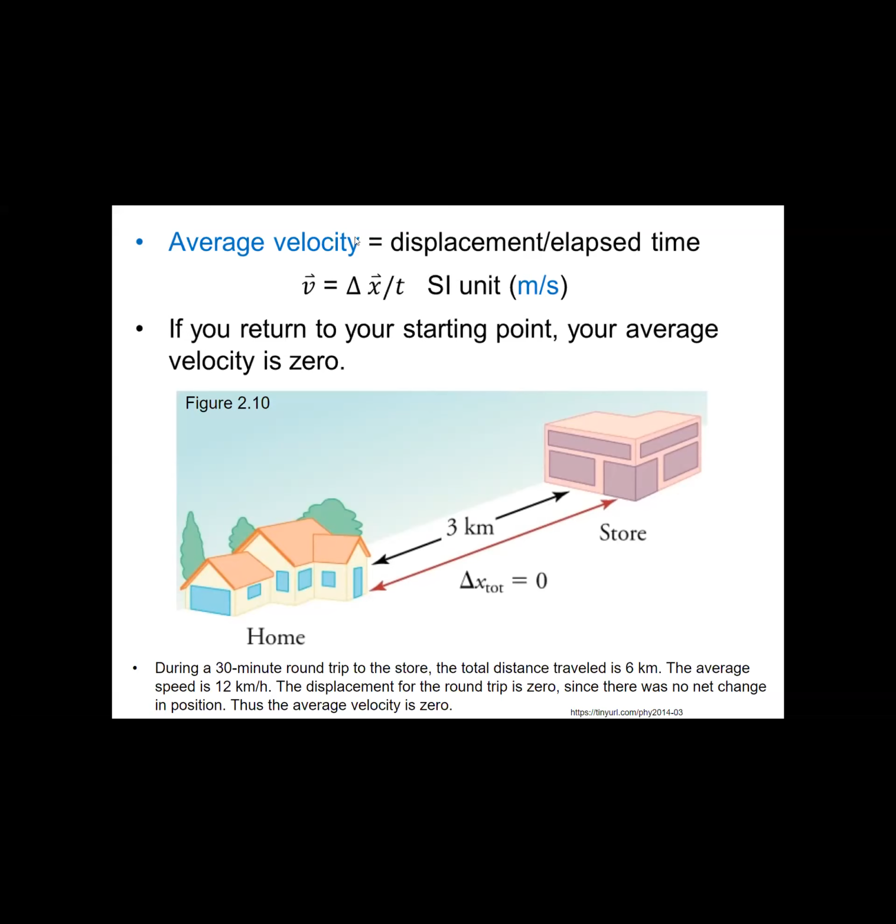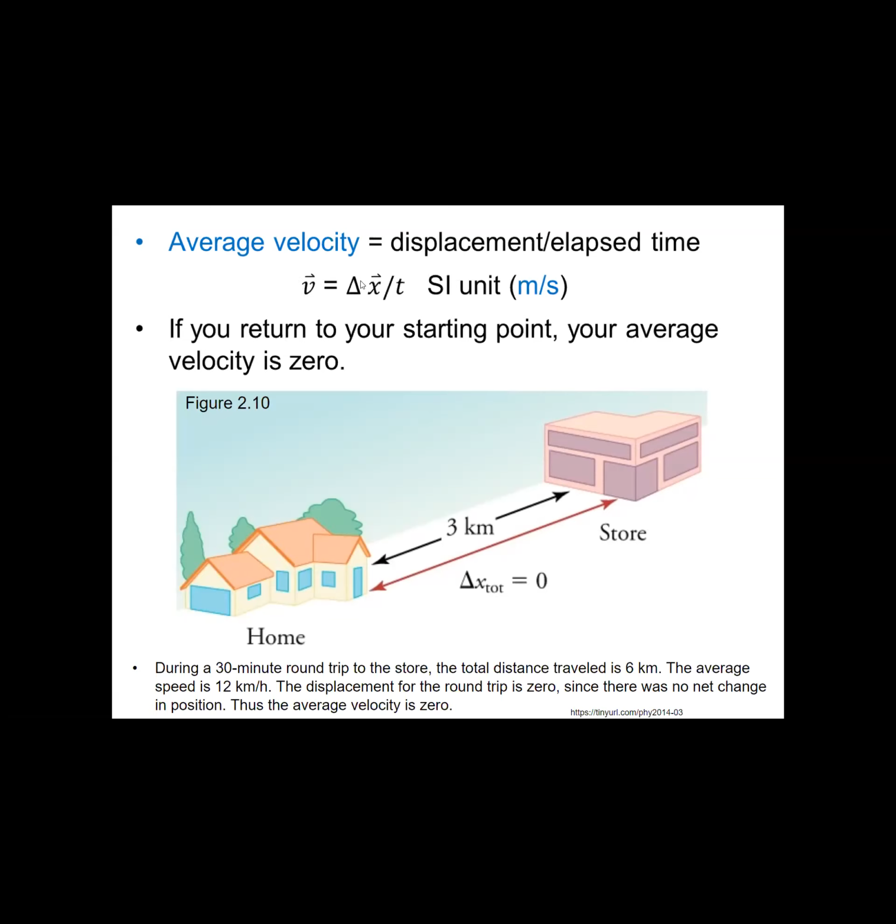Now, if you notice that I put an arrow on top of v to indicate this is a velocity quantity. So if you see an arrow on top of a quantity, that means it's a vector quantity, so you want to describe it with magnitude as well as direction.